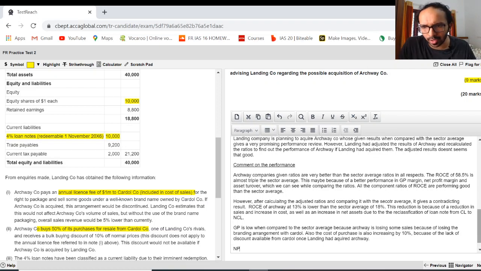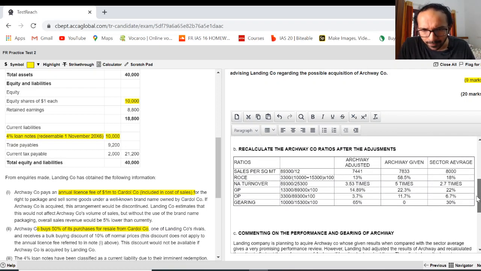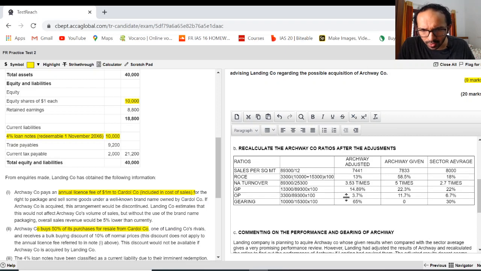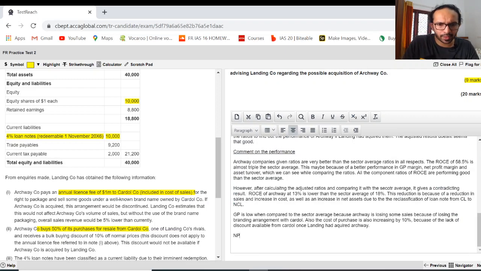And let us look at NP. NP is also very low, right? The net profit is also very low, which can be caused by a reduction in GP.